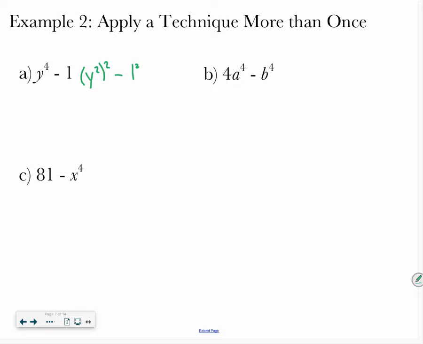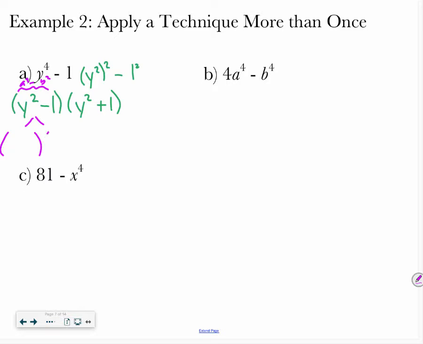So I have y squared squared minus 1 squared. If I rewrite that, my a term is going to be that y squared. I'm going to have a minus 1, because 1 times 1 is going to give me that 1. I'm going to have a y squared plus 1. Okay, so I've now simplified it once. But if I look, I still have in this parentheses my a squared minus b squared form, so I can still split this one up.